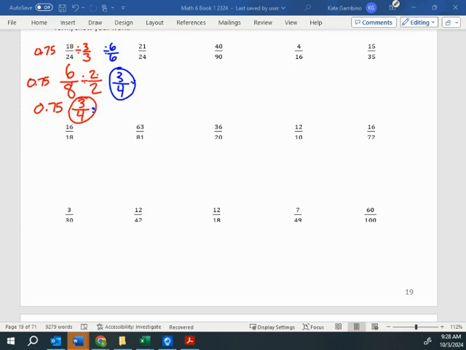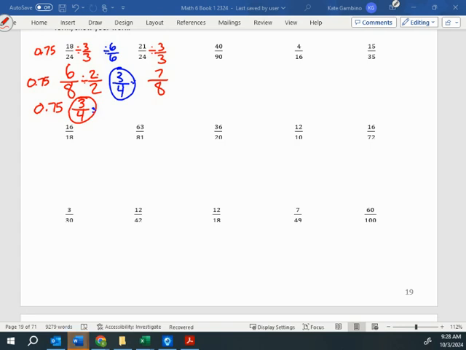Let's look at our next one, 21 over 24. How can I simplify that? What scale factor could I divide out? Bridget? I could divide a 3 out. 21 divided by 3 is what? Say it out loud for me. 21 divided by 3? 7. What's 24 divided by 3? 8. Okay. Can I go any simpler? No. 7 and 8 don't share any other factors.